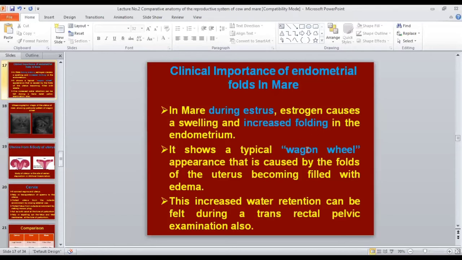Okay, so the increased folding in the endometrium during estrus in the mare will show a typical wagon wheel appearance, caused by the folds of the uterus becoming filled with edema under the influence of estrogen. So it increases water retention that can also be felt during a transrectal pelvic examination. One can feel this increase in the size of the uterus due to the retention of water, or the change in the texture of the uterine wall in estrus, by rectal palpation also. But it is more specific by ultrasonography.